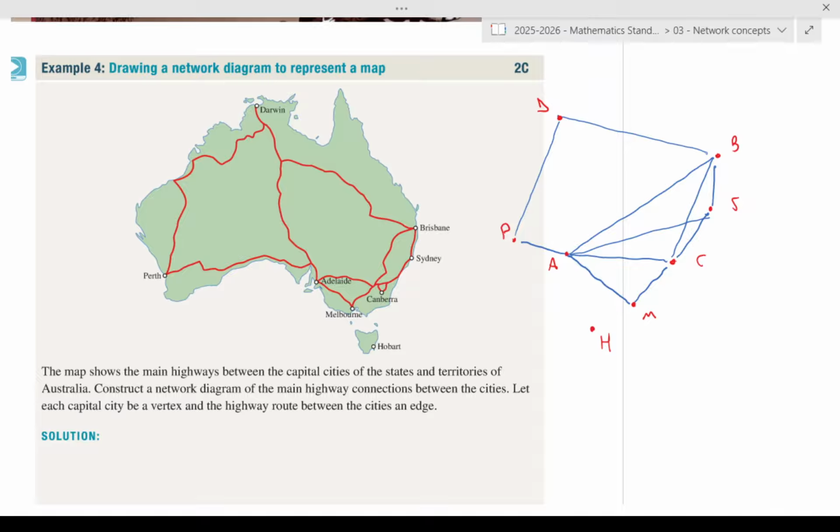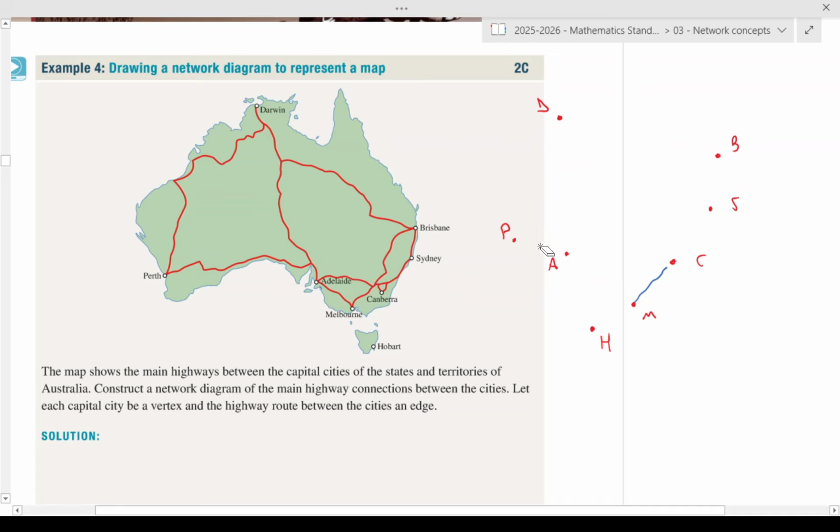Now, I've done a lot of them here, but I cannot be sure that I've done all of them. So what I'm going to do is go back and do these ones a bit more systematically so I can make sure that I've definitely covered them all. And the easiest way to do that is to start at a point, let's go Perth, and make sure you get all of it. So we know it's got a degree of 2 because there's 2 lines coming in. So we make sure we do 2 edges.